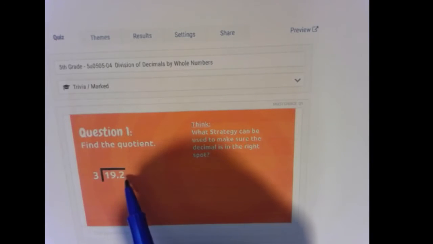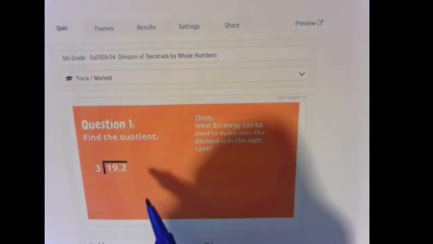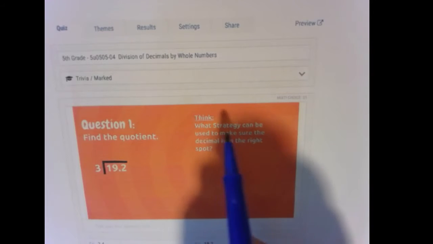So here we have 19.2 divided by 3. What's the best strategy we can use on this? Let's think about how much this is going to be.